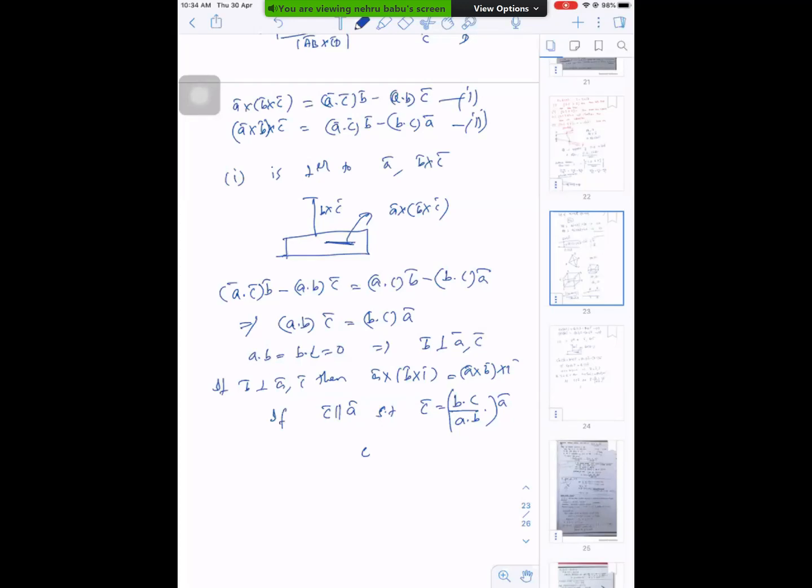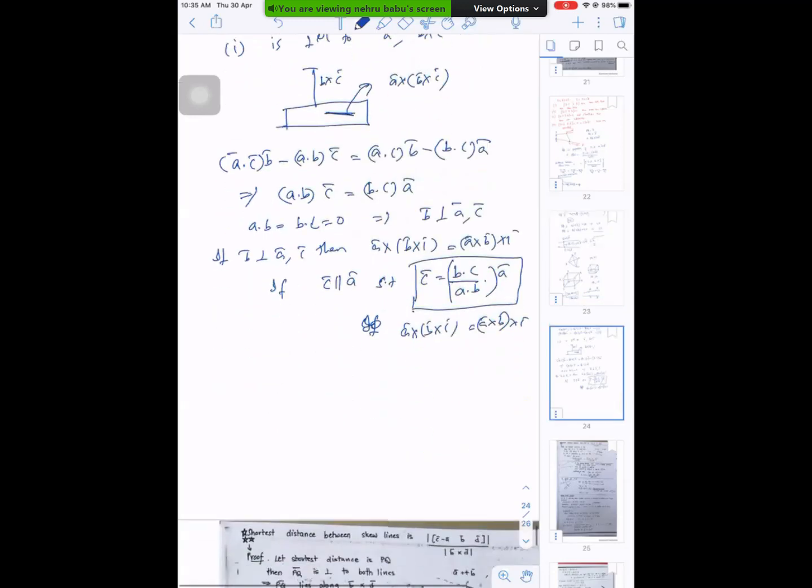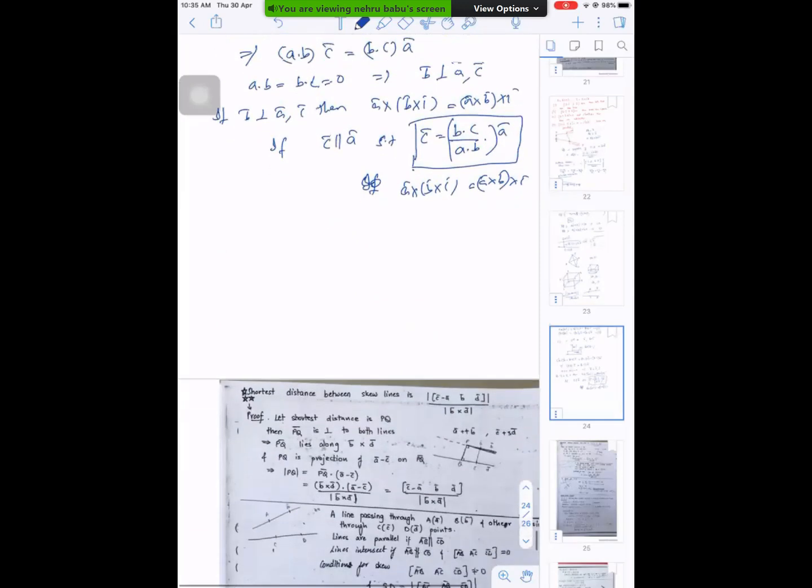In which case they are equal, magnitude wise also, is how to check. So if C bar is parallel to A such that C bar equals (B dot C) by (A dot B) into A bar, in that case only (A cross B) cross C equals A cross (B cross C). So when you are discussing this parallel case, it is not an if and only if condition. If both are equal, then no doubt either B is perpendicular to A and C, or C is parallel to A. But if C is parallel to A, then they need not be equal. The condition is this. Okay.